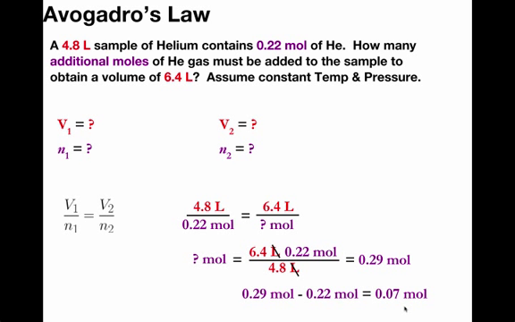And so that's it for Avogadro's law. Avogadro's law basically tries to tell you what the volume of your balloon will be if you alter the number of moles of gas that are in your balloon, or if you alter the volume, how many moles of gas are going to be in your balloon.